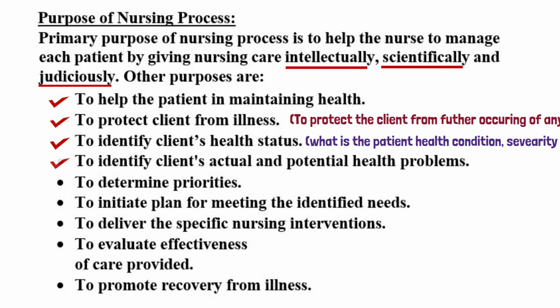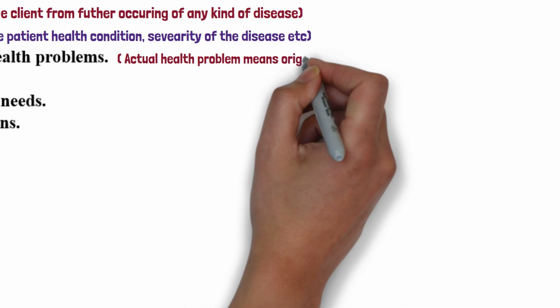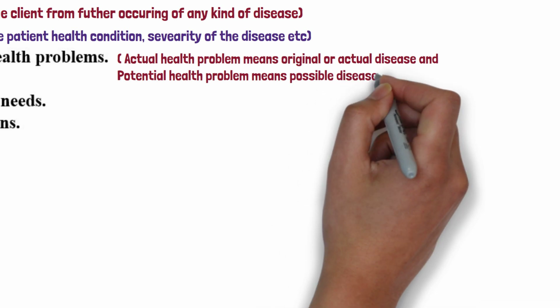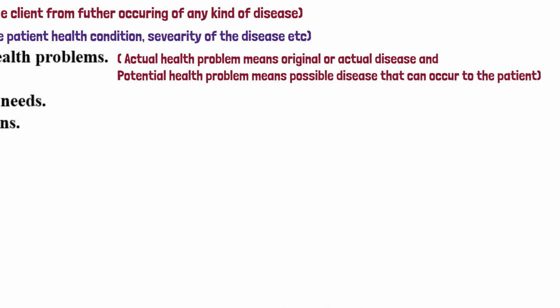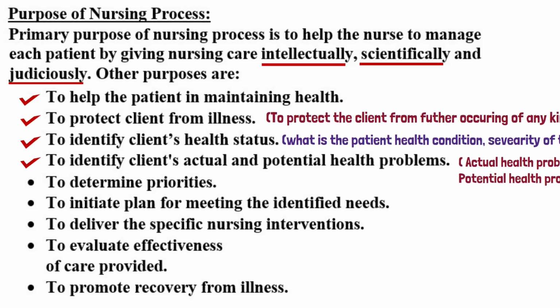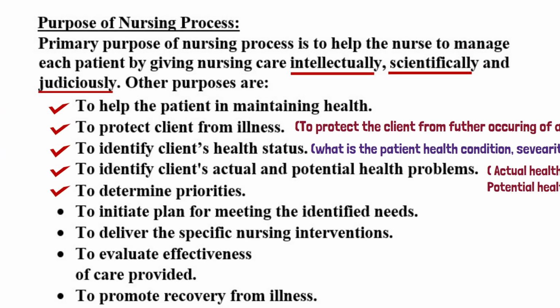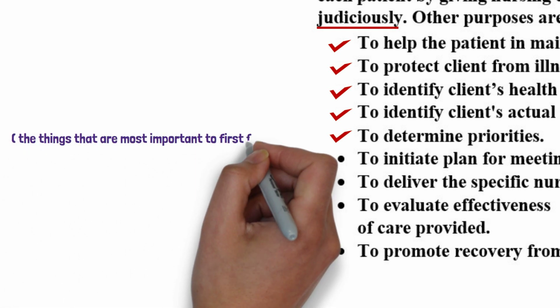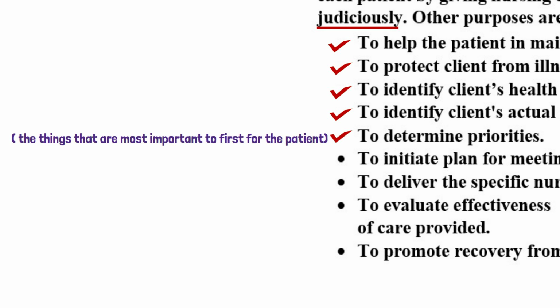Next is to identify the client's actual and potential health problems. That means here we need to identify the actual health problem, meaning the original or actual disease of the patient, while potential health problems mean any possible disease that can occur to the patient. Next is to determine priorities. Determining priorities means deciding which things are most important to do first when the patient is admitted to the hospital. These are the priorities we need to give as a nurse to the patient.